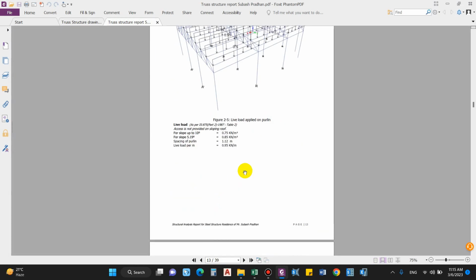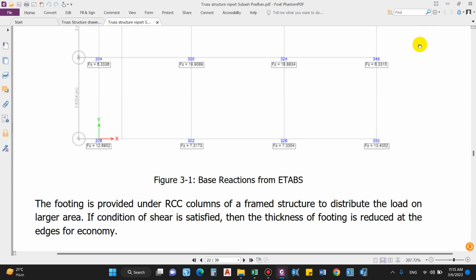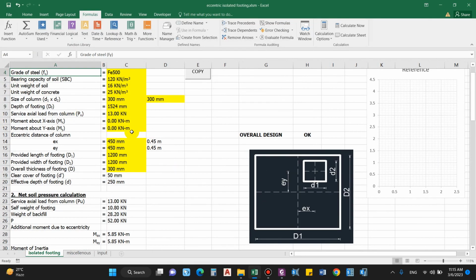So we can get the axial load on this. It is 13 kN, so it is a very small load, and we can design such a type of footing. Let me start with the data entry over here.